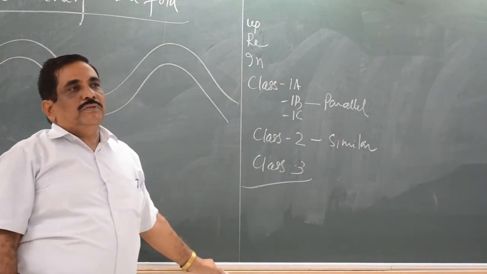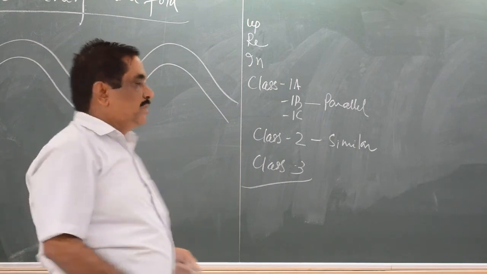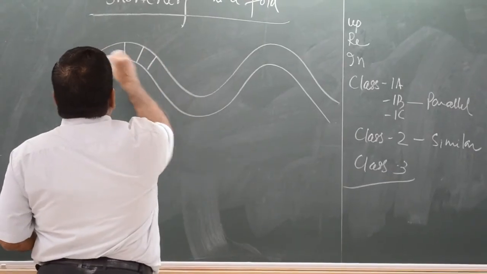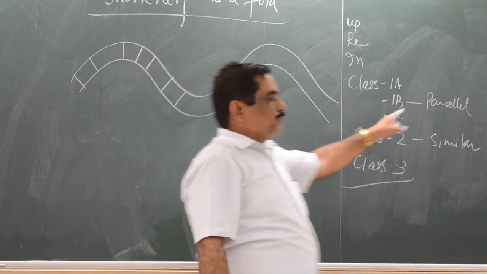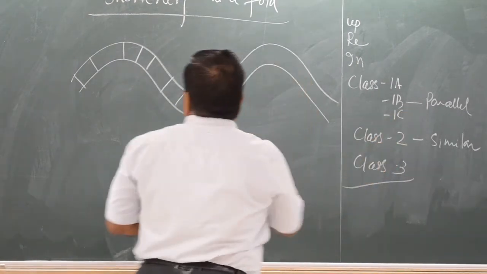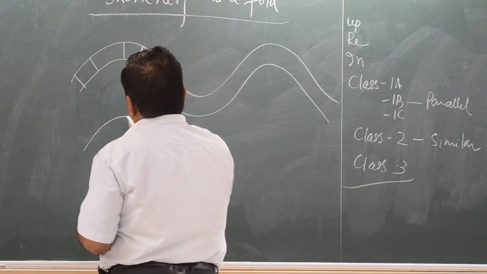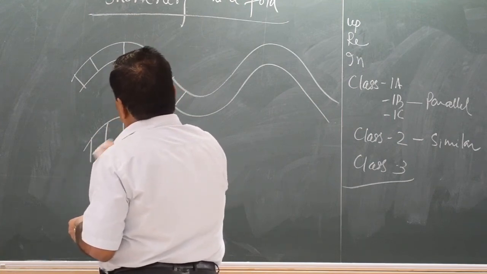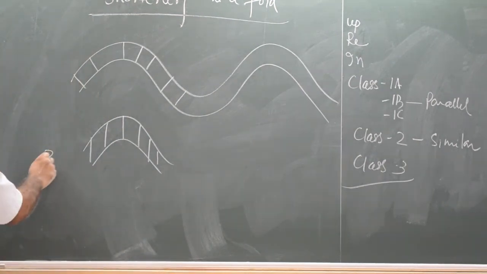And in a similar fold, the axial plane thickness remains constant. You understand, na? This is the orthogonal thickness. If this remains constant, it is a class 1B fold. There is another thickness called axial plane thickness. If this thickness remains constant, it is a similar fold. So this is 1B, and this is class 2.